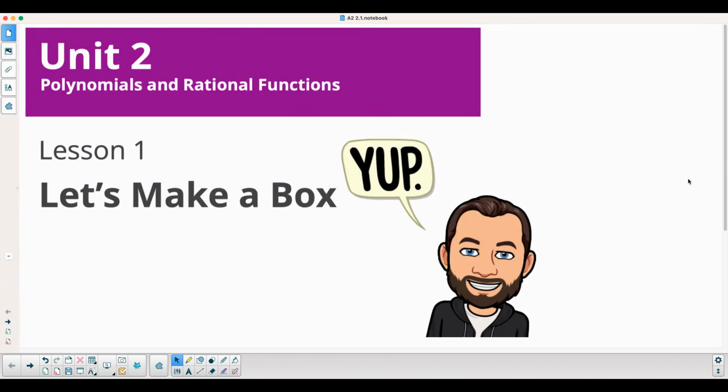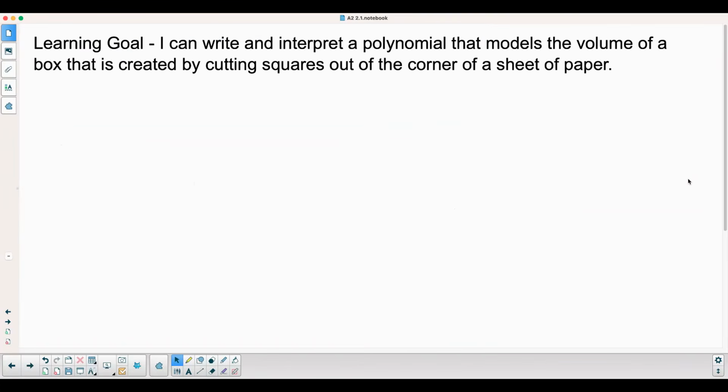Okay, Algebra 2, Unit 2, Lesson 1 is called Let's Make a Box. All right, so our learning goal today is I can write and interpret a polynomial that models the volume of a box that is created by cutting squares out of the corner of a sheet of paper.